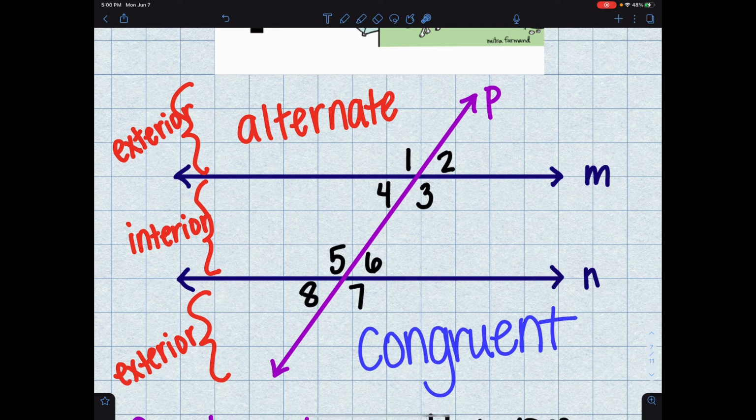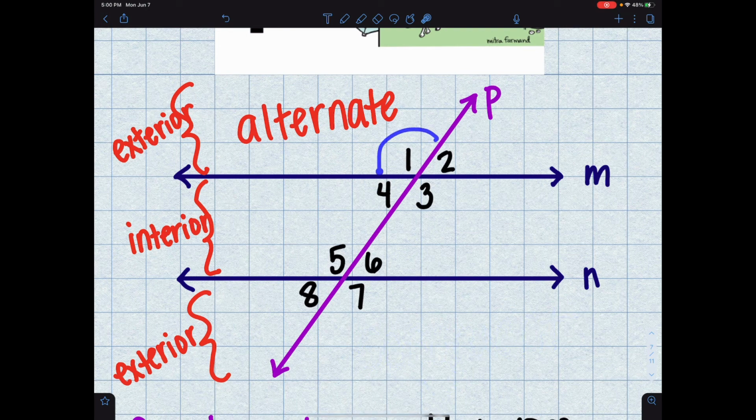For example, angle 1, if they tell you that it's 110 degrees, then angle 7, because it's an alternate exterior angle, is also 110 degrees. Okay? All right, what if they tell you that angle 4 is 70 degrees? If they do, then you also know that in the alternate universe, angle 6 is also 70 degrees.